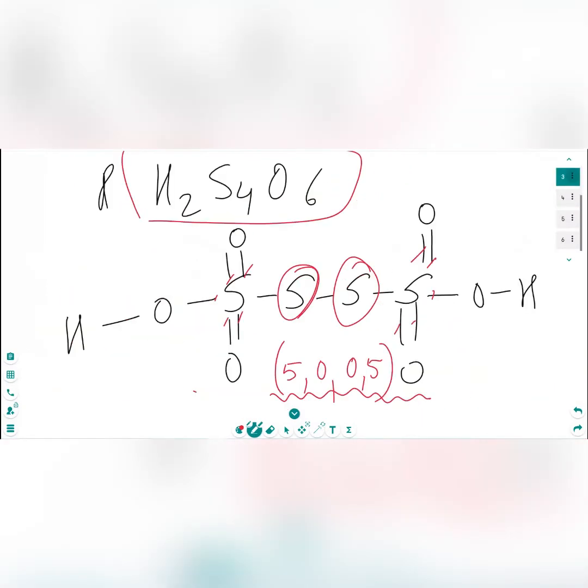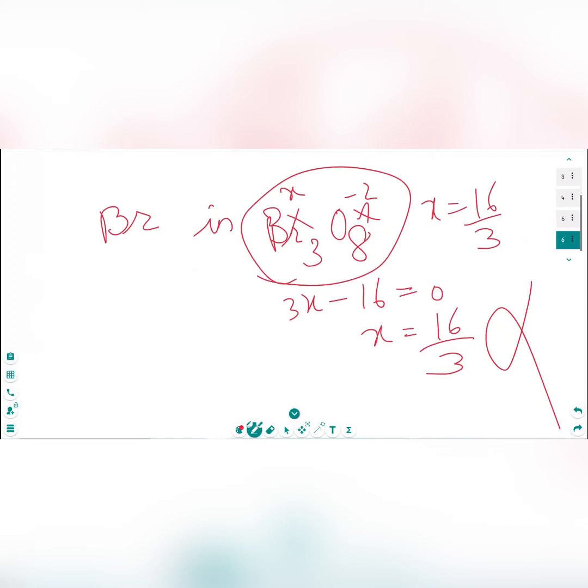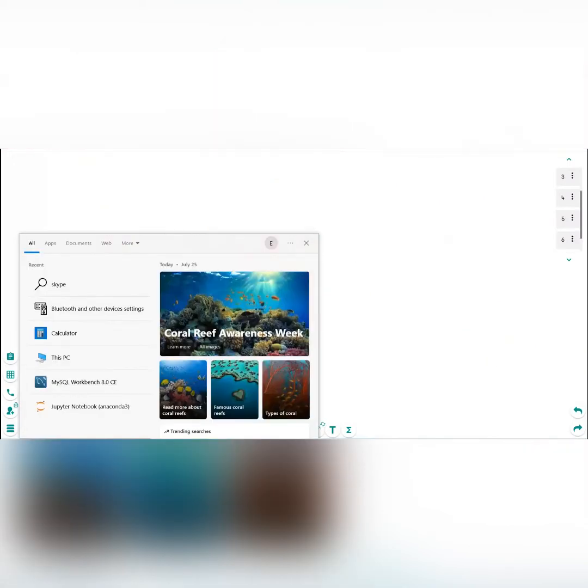Then what will we do? We will make something of this sort. How will you make it? Swapnil, how will you make this? By drawing it. Like this, Br3O8. How will you make it? See, X we get is 16/3, which is wrong.